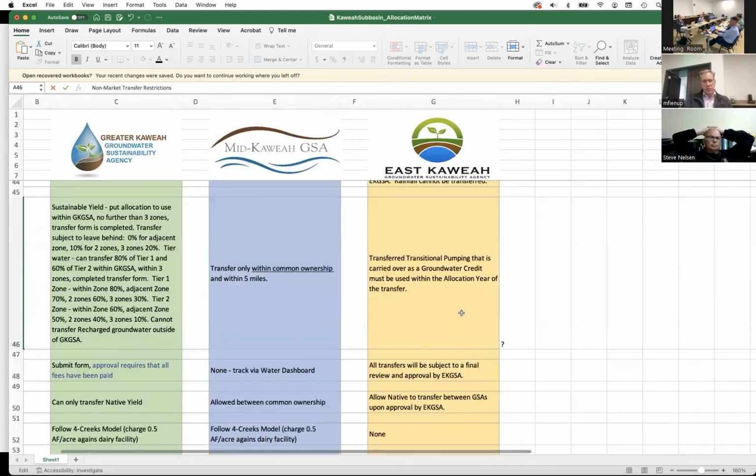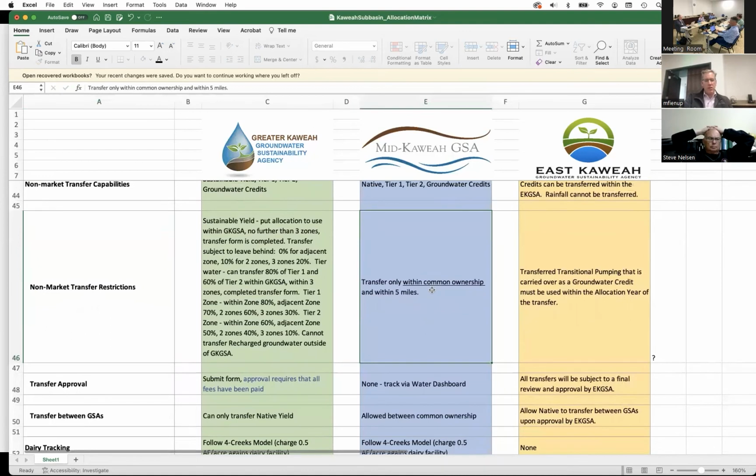Mid-Kaweah's, obviously, is quite a bit simpler. Their transfers are only authorized within common ownership and within 5 miles. And so these are simple. Someone creates an account in the water accounting dashboard and manages that account as common ownership. One question I have about that is, what if someone has 2 APNs that are more than 5 miles apart? Are they prohibited from creating an account with those? They're not prohibited from creating an account. They just can't transfer from that distance.